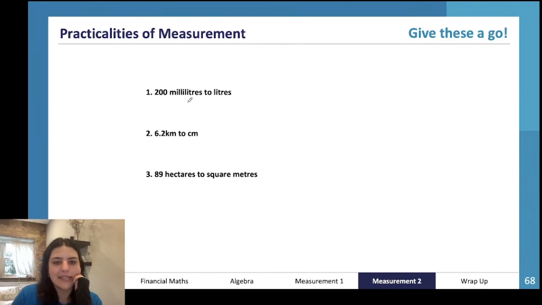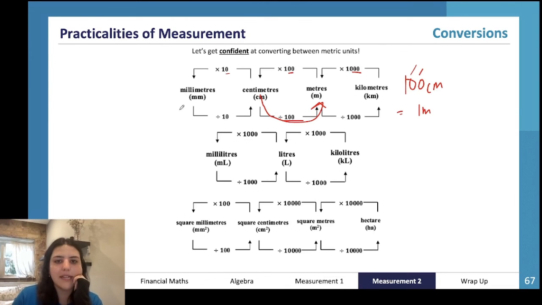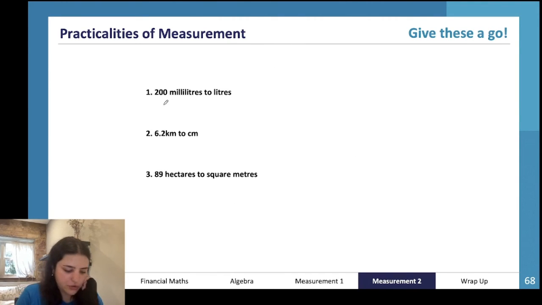200 milliliters to liters. We need to first go back to our conversion. Milliliters to liters is going to be dividing by 1,000. So we're going to do 200 divided by 1,000 is 0.2. So it's going to be 0.2 liters.